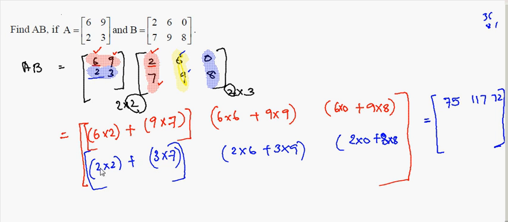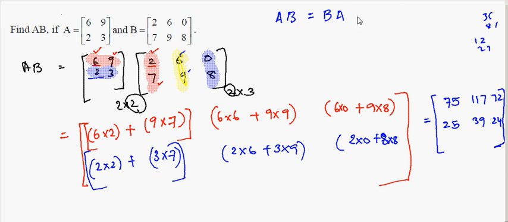And 4 plus 21 is 25. 12 plus 27 will be 39, and here it will be 24. So this is how you need to multiply any two given matrices. And you should see one more rule, commutative. As you know, commutative means AB is equal to BA.